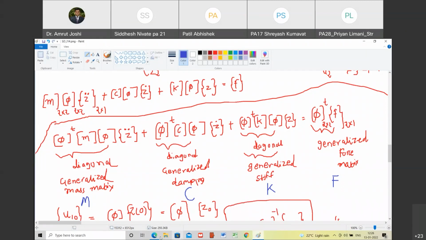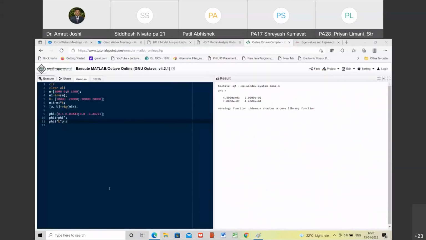And that can be done by just 4 lines in the program. यहाँ पे लिख देता हूँ. So what do I need to calculate? I need to calculate phi transpose K phi, which I am going to call K1. What is K1? K1 here is capital K there. It is the generalized stiffness matrix. Are you with me? Yes, sir.